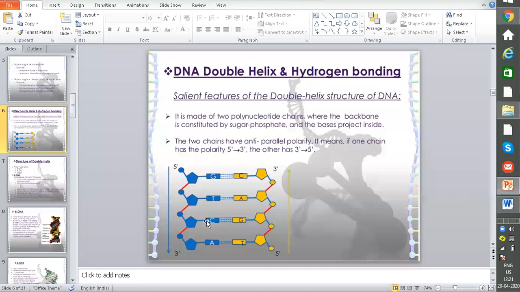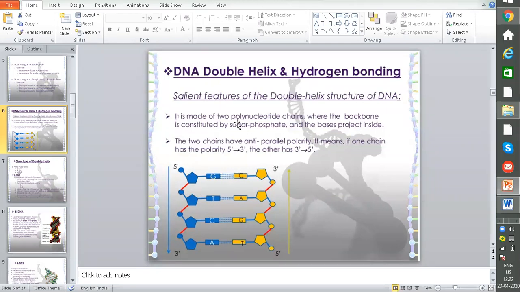And here one more important point is that these two helical strands are complementary to each other. So that means 5' to 3' end will be present at one end, and at the opposite end 3' to 5' is present. So a phosphate molecule attached to the ribose sugar at the fifth carbon position is called 5'. And a phosphate molecule attached to the sugar at the third position is 3'.